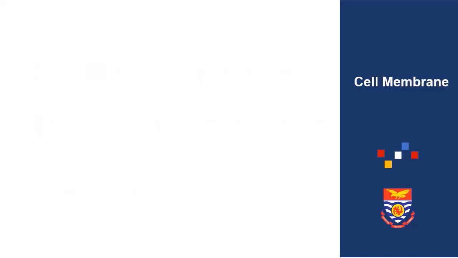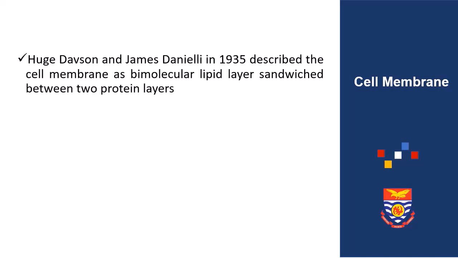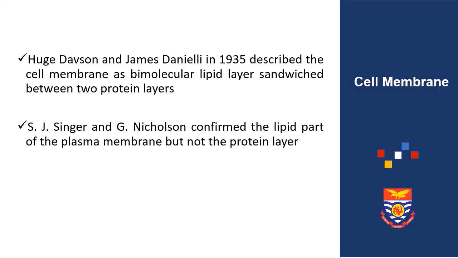Now let's look at the cell membrane. The cell membrane, which is also referred to as the plasma membrane, separates the interior of the cell from the outside environment. It was first described by Davson and Danielli in 1935. According to them, the cell membrane is a bimolecular lipid layer sandwiched between two protein layers. However, further study by Singer and Nicolson confirmed the lipid part of the plasma membrane, but not the protein layer as described by Davson and Danielli.